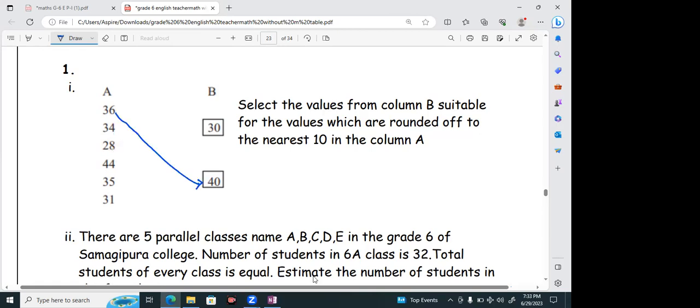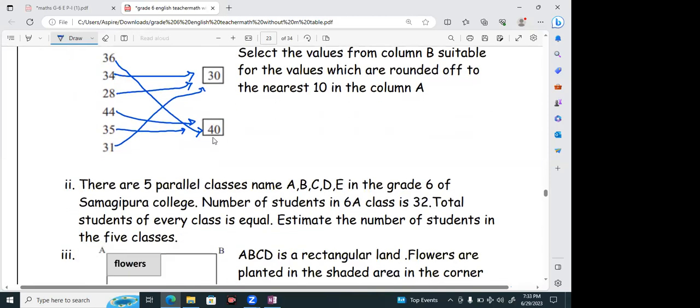Others also please give your answers. Switch on your mics and give your answers. 34 is close to 30. 28 is close to 30. 44 is close to 40. 35 is close to 40. 31 is close to 30. Okay, very good.